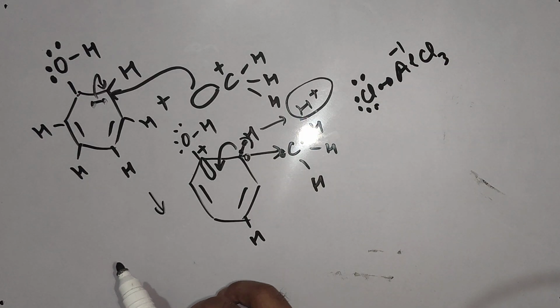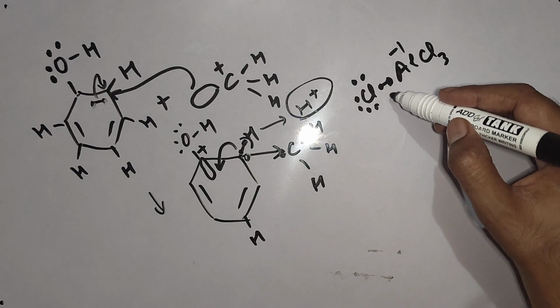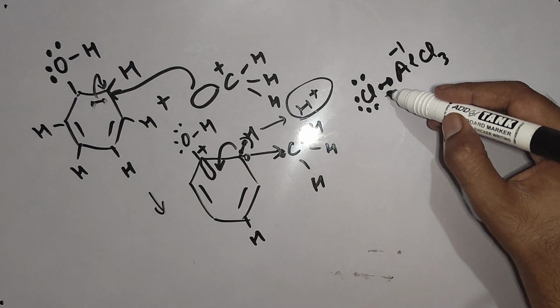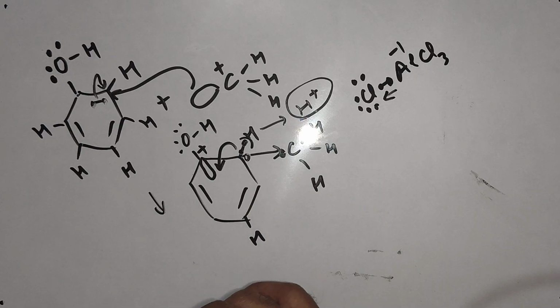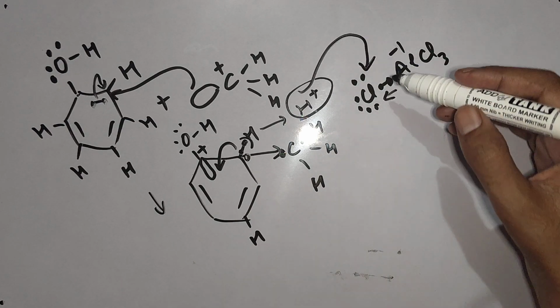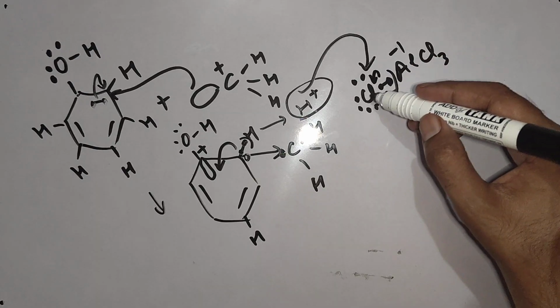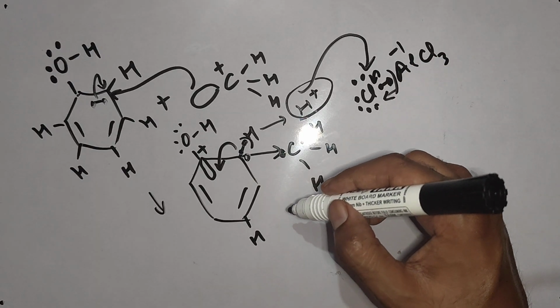Is it stable? No, it's not stable. Out of aluminium and chlorine, chlorine is more electronegative, so every time electrons are more toward the chlorine side. That's why this H positive is going to attack on chlorine. Finally, between aluminium and chlorine, the bond will break like this, and electrons will completely transfer toward Cl again.